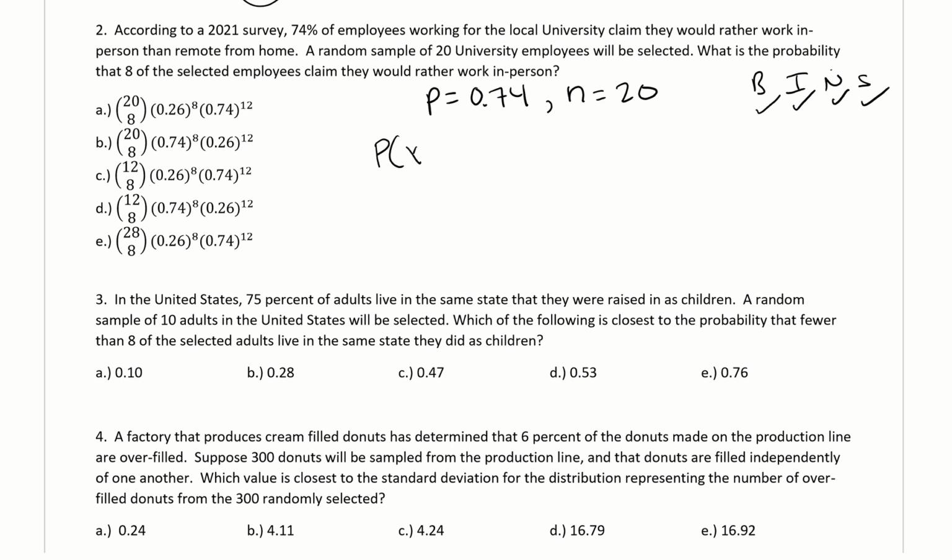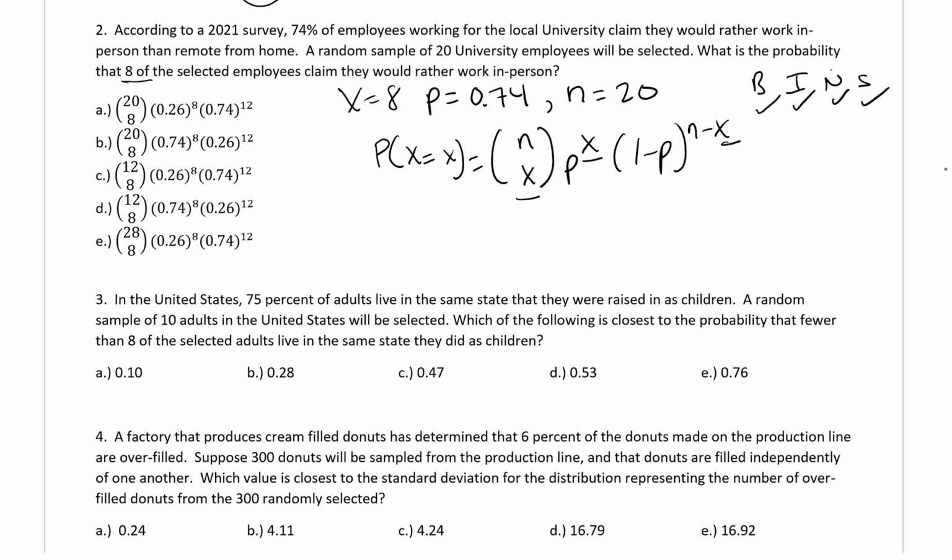So the probability that x is equal to 8. You just have to know how to plug into the formula. The formula is n choose x, p to the x, and then 1 minus p to the n minus x power. So we know that it says 8 of the employees, so x is 8, right? So we got 8 here, and n is 20, so we got 20 there. And then p is, of course, 0.74. So you've got to plug it in there. So the answer is B.